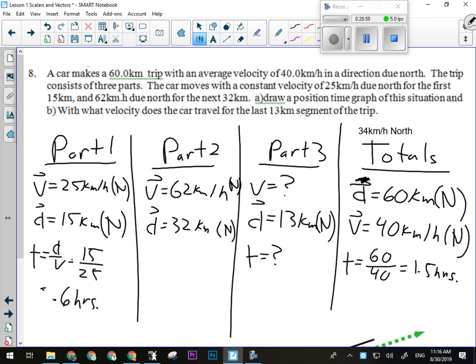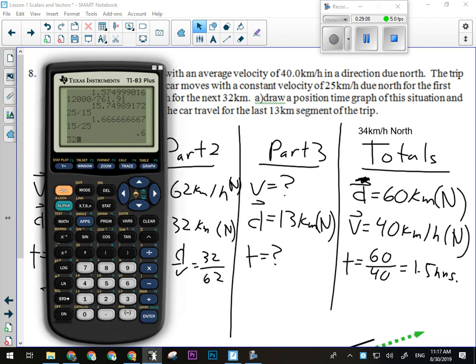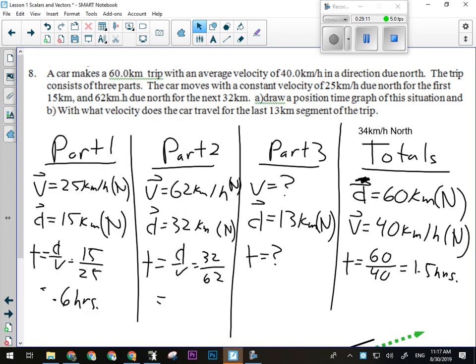Okay, and then same calculation here. T equals d over v. That's going to be 32 divided by 62. All right, 0.516 hours, we'll say.